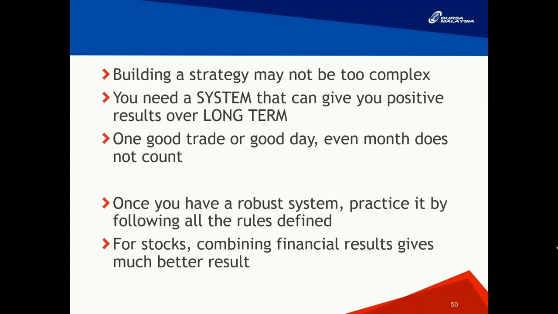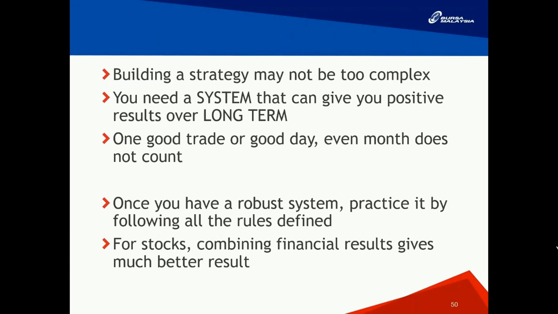I just showed you how simple it is to come up with your strategy, and you need a system that can give you a positive result over the long term, which we call a positive expectancy. One good trade, one good day, or even a month does not count, because sometimes when you trade manually, you go in one way and make money. So can you make sure that every month you can make money using the same method? Once you have a good, robust system, you practice it by following all the rules you have just defined.